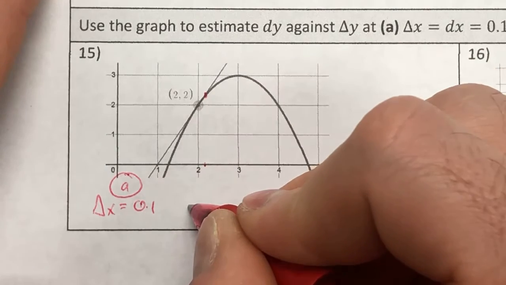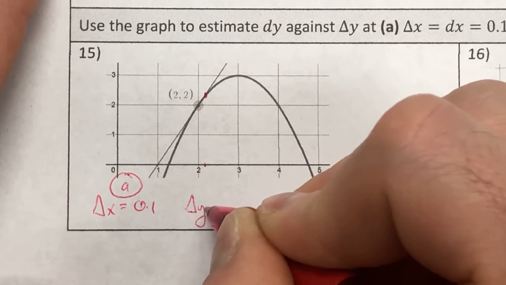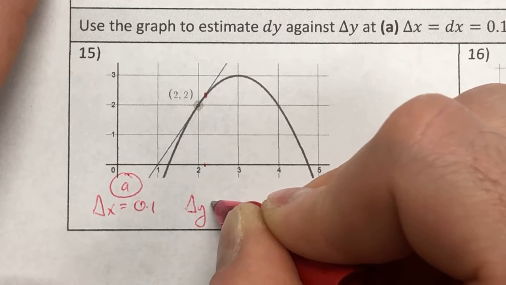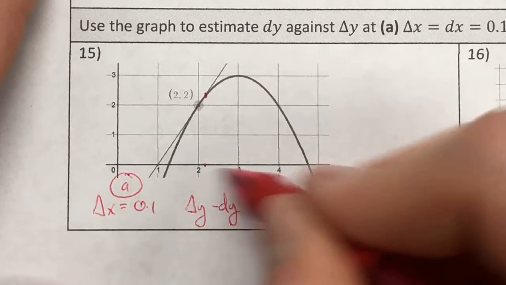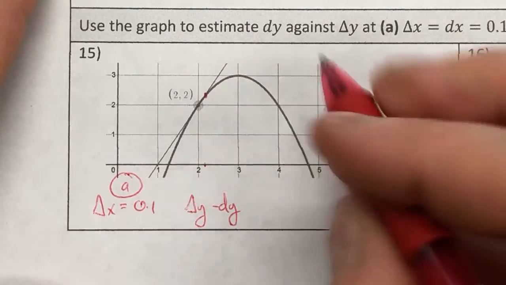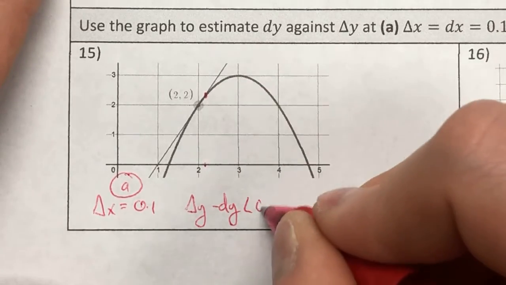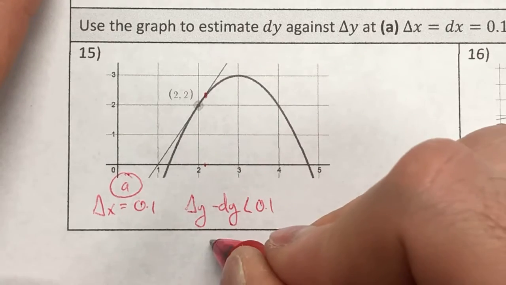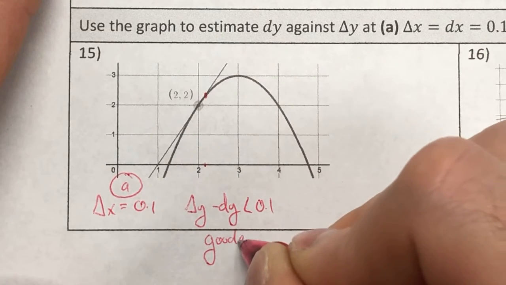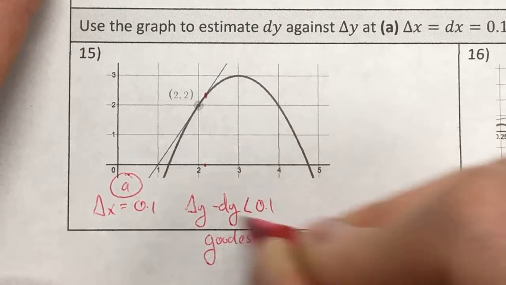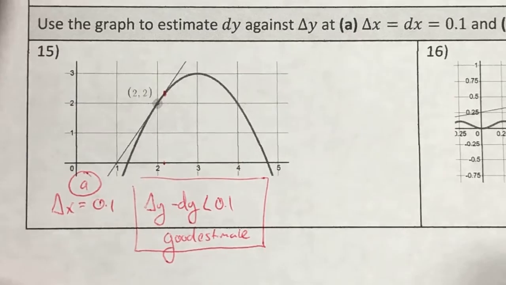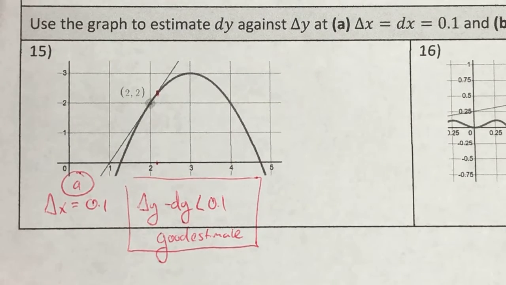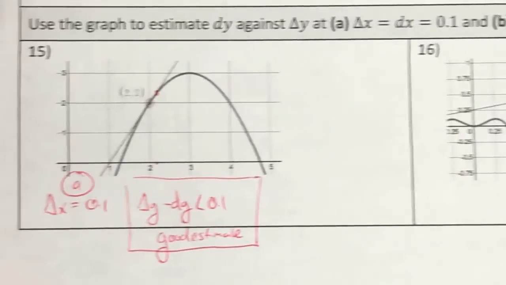So I'm going to say, let's see, delta y, the absolute value, so delta y minus the differential of y. I should have put that backwards because that's a little higher. But that's less than 0.1. I can't physically see that, so I'm going to go ahead and assume this is a good estimate. Not based off any actual numbers, but just based off of a visual look. It's pretty dang close.